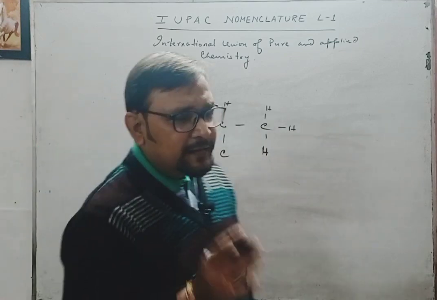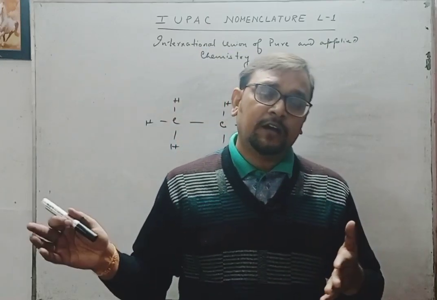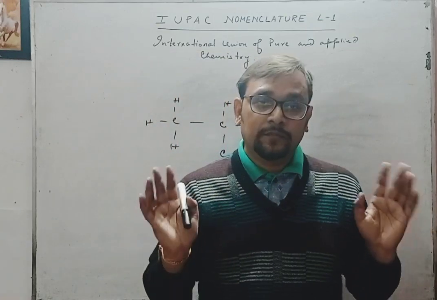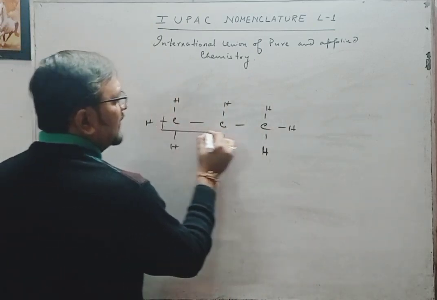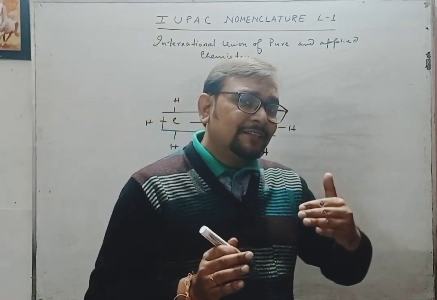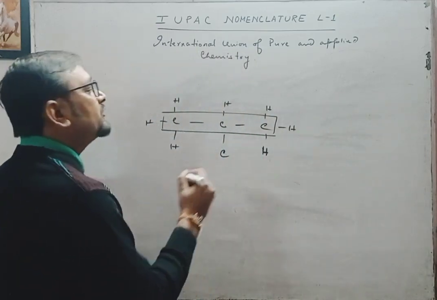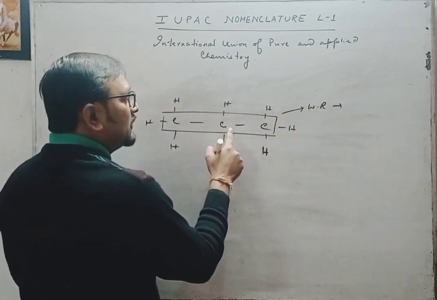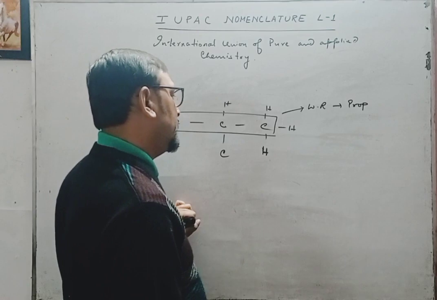Okay, it's not necessary that we have to take the straight chain. Nowhere is it mentioned that you have to select a straight chain. You have to select the longest chain, but that's it. So here 1, 2, 3. Say I have selected this as the longest chain. Now what does the longest chain give us the idea of? The longest chain gives us the idea of the word root. So once you select the longest chain, you get the word root. Here, meth, eth, prop. So I am getting the word root prop.